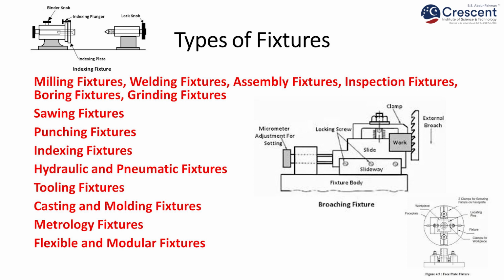So these are just some of the many types of fixtures used in manufacturing and assembly processes. The choice of fixture type depends on the specific manufacturing operation, the workpiece characteristics, and the desired level of precision and the efficiency that is being targeted.